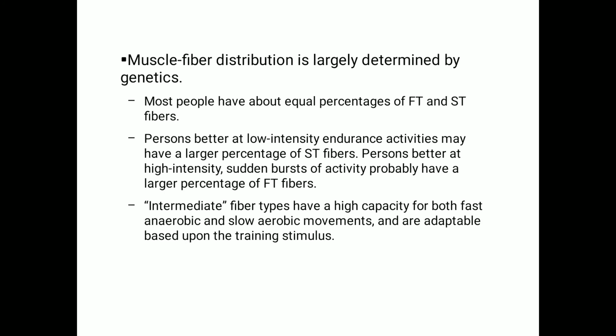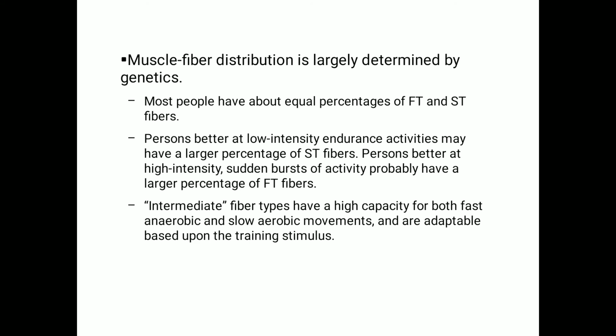So the proportion of fast twitch and slow twitch fibers is mainly genetically determined. Most people have an equal percentage of fast twitch and slow twitch fibers. A person better at low intensity endurance has a higher percentage of slow twitch fibers. A person performing high intensity or sudden bursts of activity has a high percentage of fast twitch fibers.